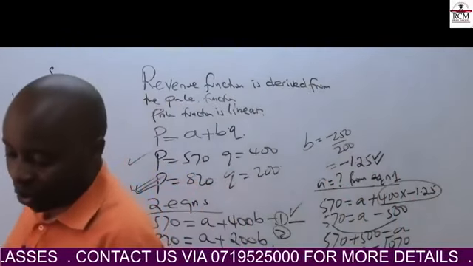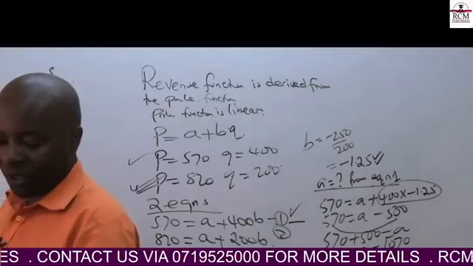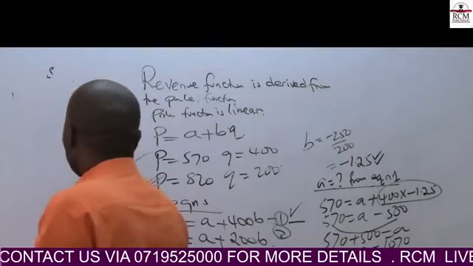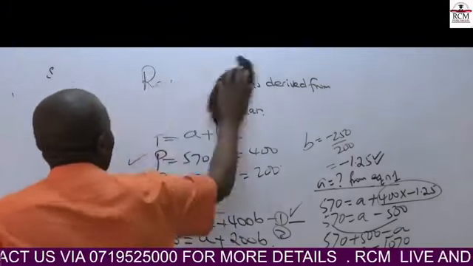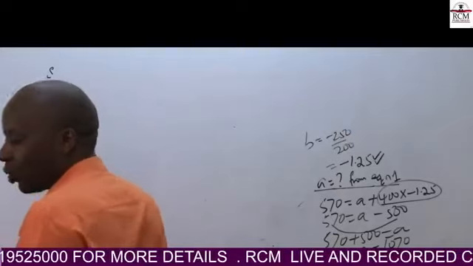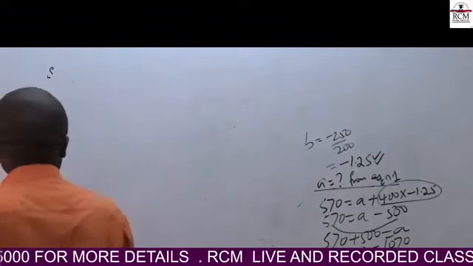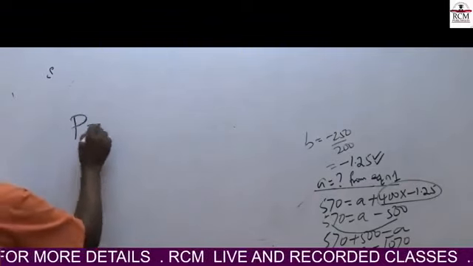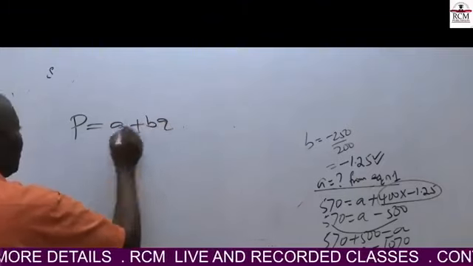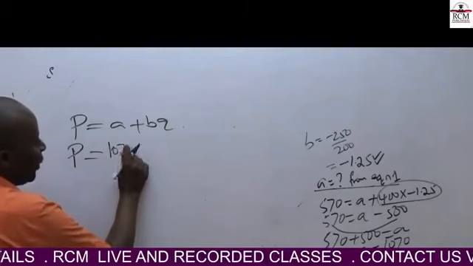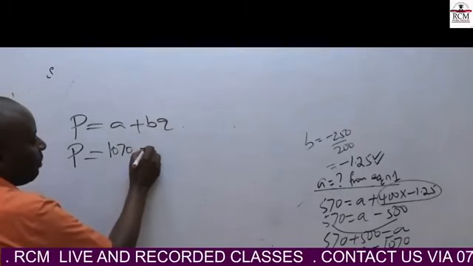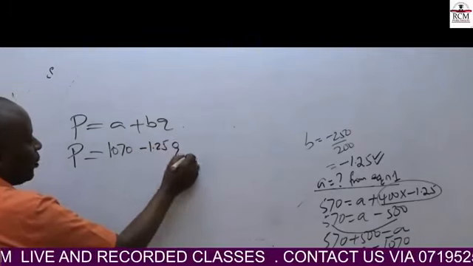Now, having gotten A and B, the next proper thing to do is to write for the examiner the equation. So how will our equation look like? We have P equals A plus BQ. So our price will be equal to 1070 plus B, which is minus 1.25 Q.